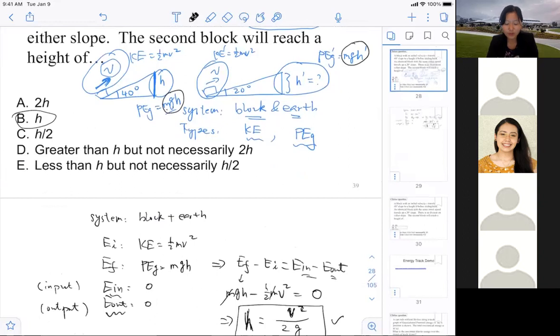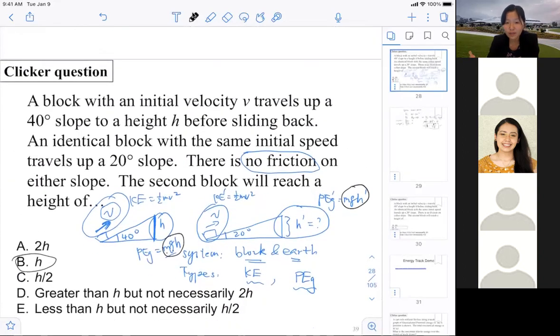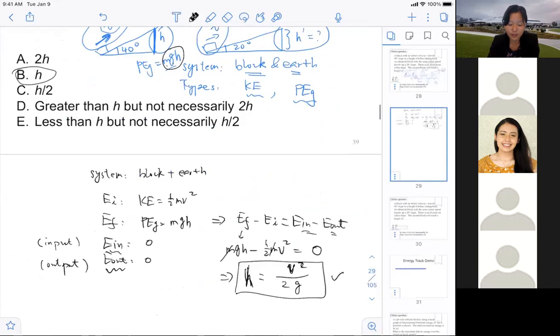And if you keep moving the block, you keep applying a force, you're making it go faster and faster. That would be considered an energy input. But we don't have any of that in this question. We don't have an external force to speed it up, and we don't have the friction to slow it down. So that's why our inputs and outputs are both zero here. Oh, okay. Thank you for asking.